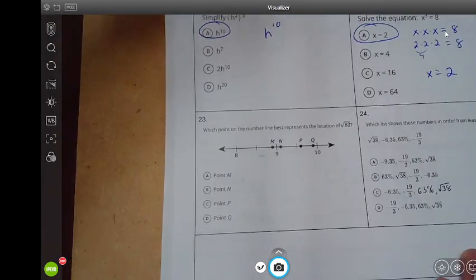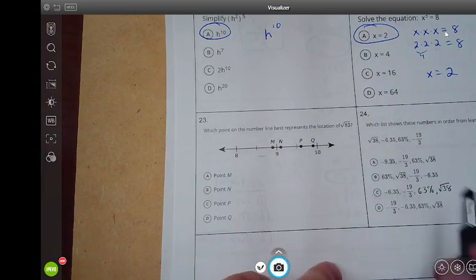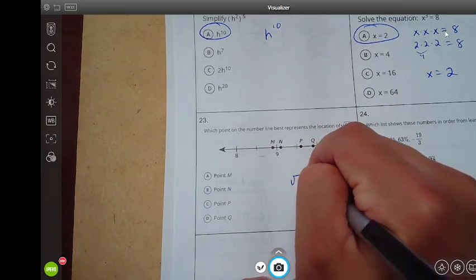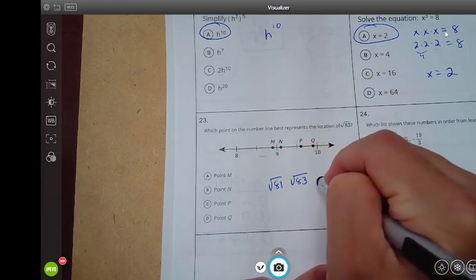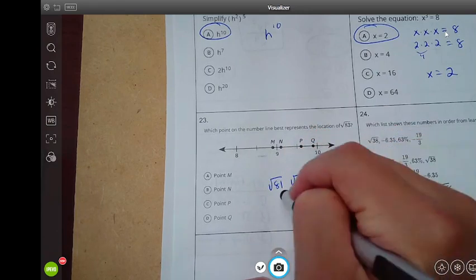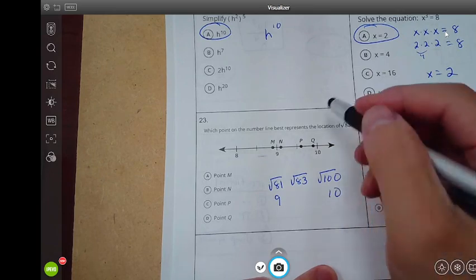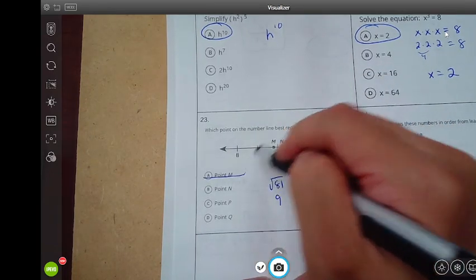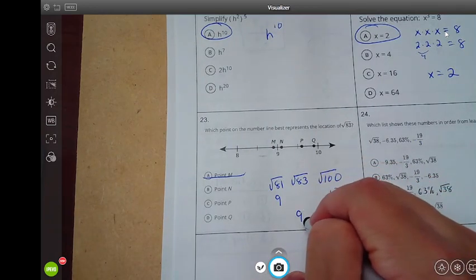All right, number 23, which point on the number line best represents square root of 83? All right, so let's go ahead and take a look at square root of 83. It is between the square root of 81 and the square root of 100. So it's between 9 and 10. It cannot be m. M is less than 9. Okay? All right, so we know it's 9 point something.